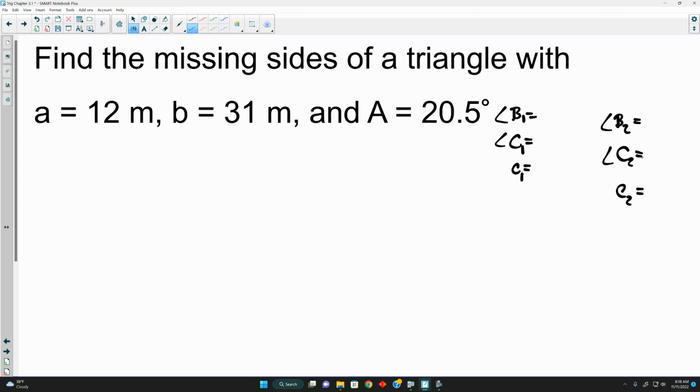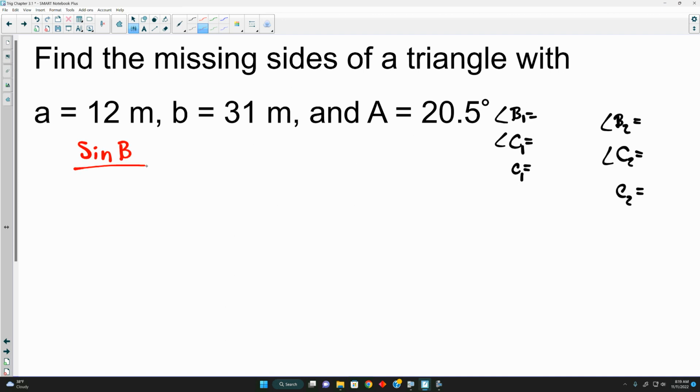Because if you remember yesterday when I was going through and showing you on the overhead projector, where we had the one where it hit the triangle or hit the other side twice, that's what we have. We're going to have 2 different triangles, so there's going to be 2 different values for each one of these here. Now the way we start off is not any different than we did with one solution. I'm going to have to find angle B first.